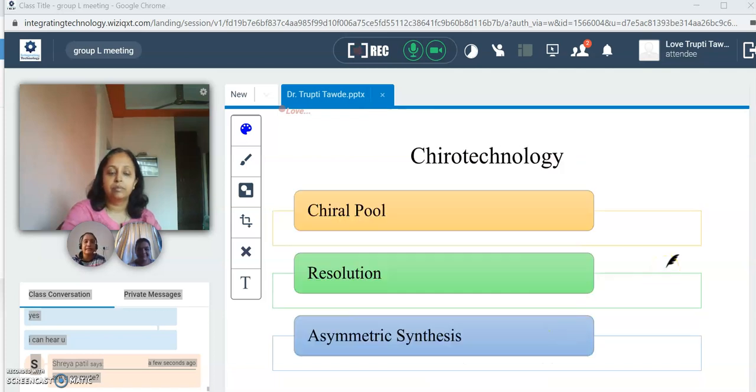So these are the three techniques available with us. The first is chiral pool, the second is resolution, and the third one is asymmetric synthesis. So we'll discuss the first method now, that is chiral pool.